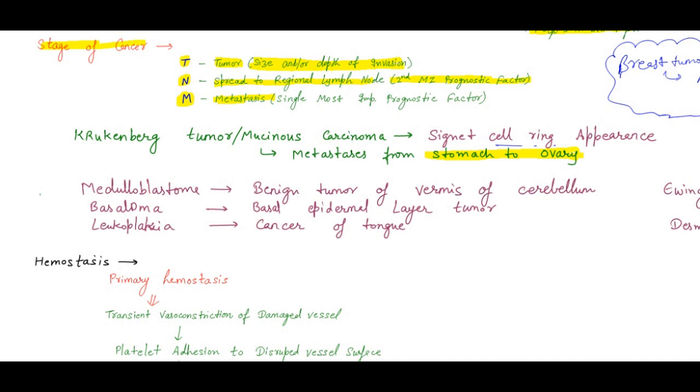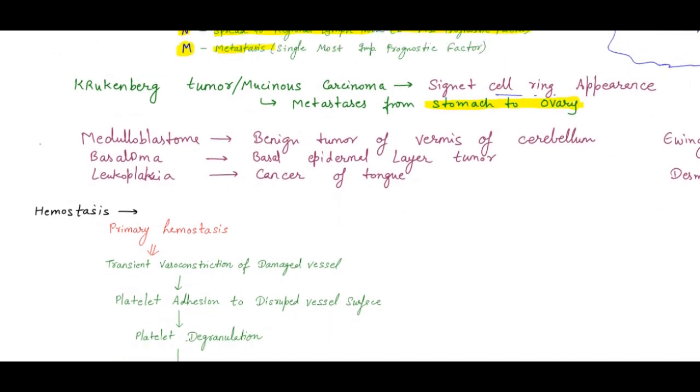Next we have one more tumor, the medulloblastoma. Medulloblastoma is a tumor of the vermis of the cerebellum. In the cerebellum we have two hemispheres, left cerebellar hemisphere and right cerebellar hemisphere, and they are connected by the vermis. If a tumor forms in the vermis, that leads to medulloblastoma.